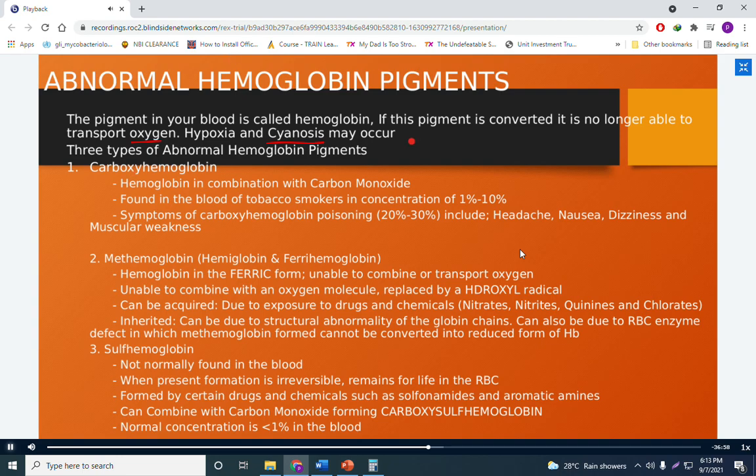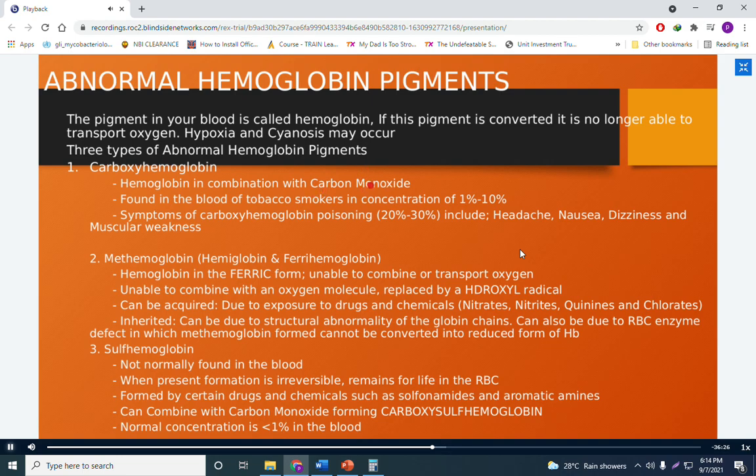A bluish discoloration of the skin. So, bluish. Hypoxia, low oxygen, difficulty breathing. Okay? Now, since there is no more oxygen, it cannot bind to hemoglobin, so other elements can now combine with your hemoglobin. An example would be your carboxyhemoglobin. Now, carboxyhemoglobin, class, is your hemoglobin in combination with carbon monoxide.